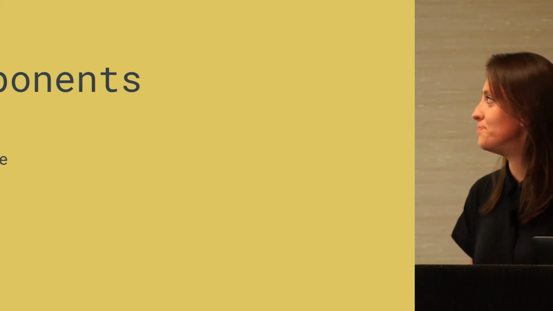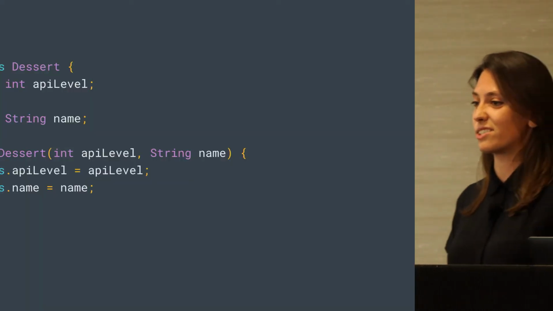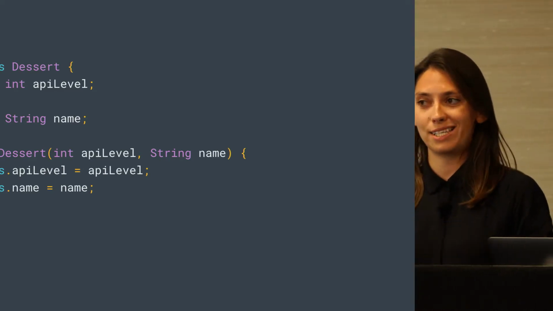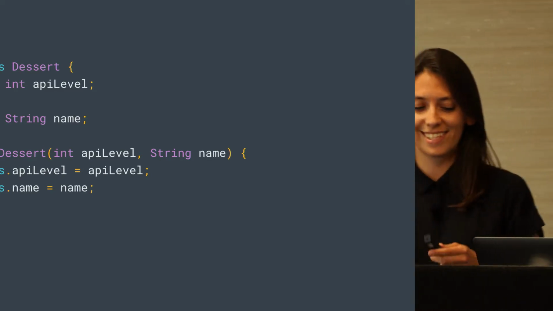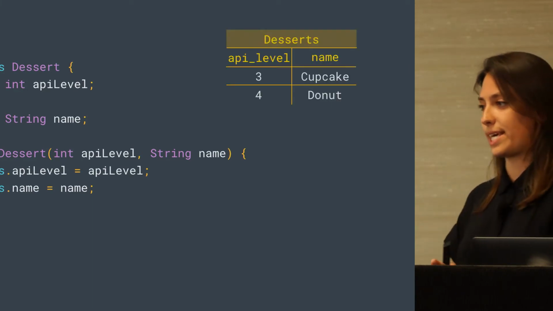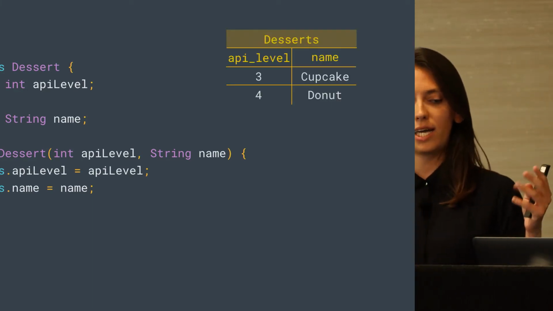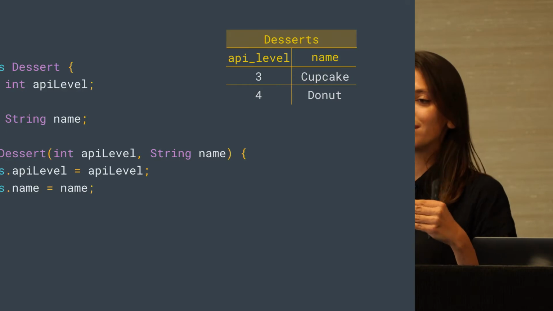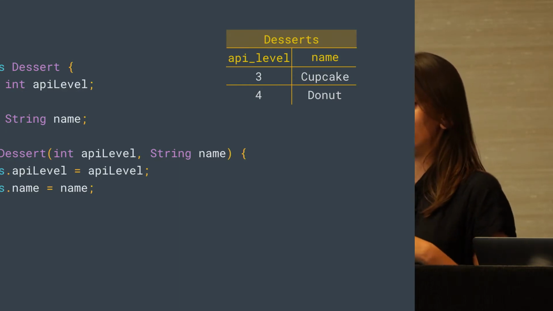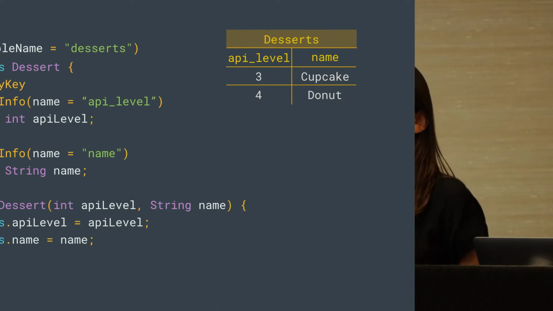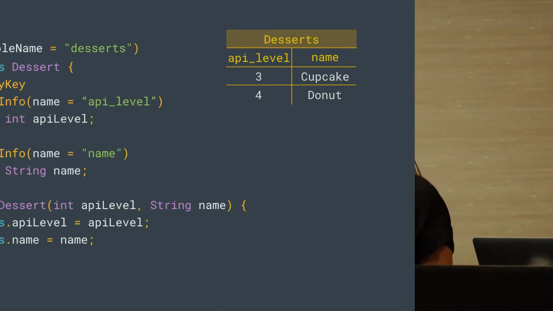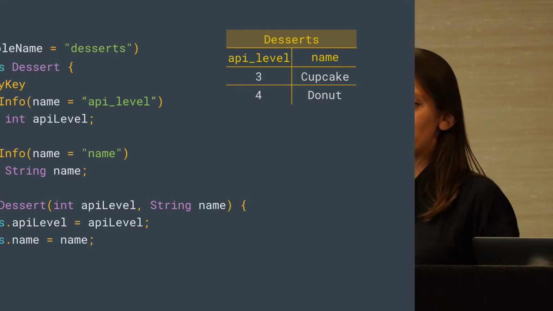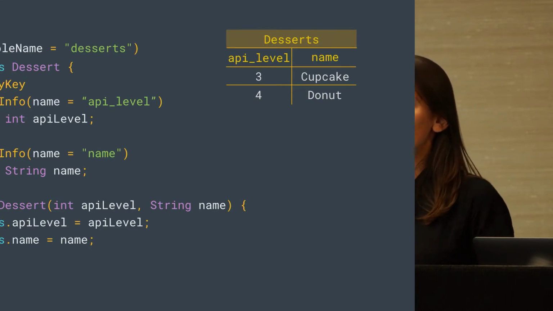So, components. Let's say that I have a dessert class that has an API level and a name. We all know what kind of dessert this is, right? And what I want to do is have a table in my database that's called desserts that has a column that's the API level, and another one that's the name. And I want every row to be actually an instance of that dessert. Well, with Room, this is easily achieved with the help of the @entity annotation. More precisely, the classes that are annotated with @entity can become tables in your database. And Room will make sure that these tables are created at the right time.